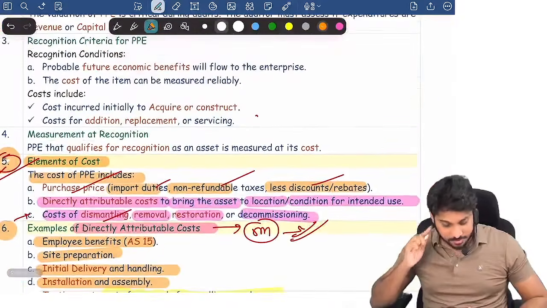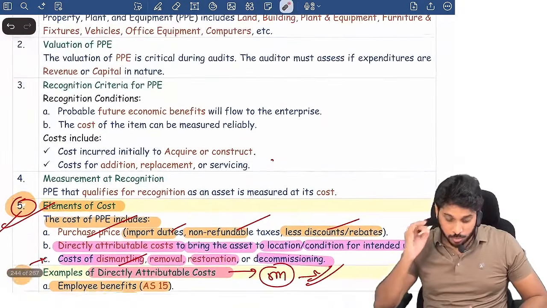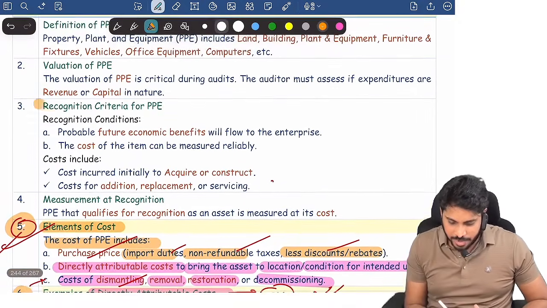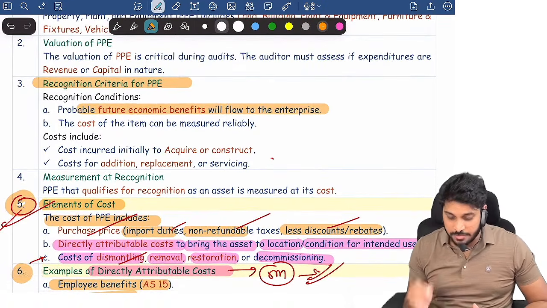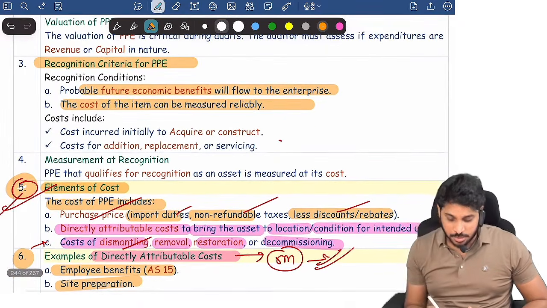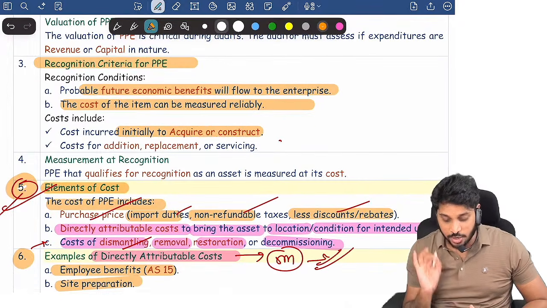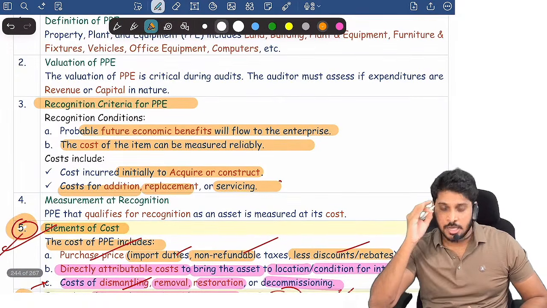Actually, in PPE, this is what is most frequently tested. These are all what is most frequently tested. By the way, when can I recognize a PPE? Only when future economic benefits will flow to the enterprise and cost can be measured. And what does cost include? Cost initially incurred to acquire or construct, and any additions or replacement or servicing cost. Entirely this is to be considered.